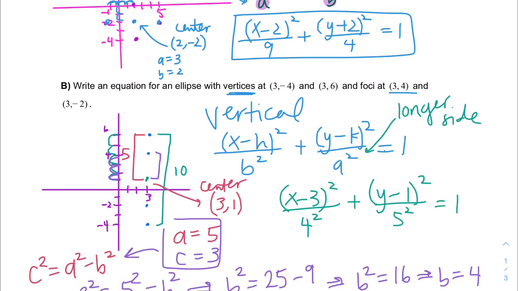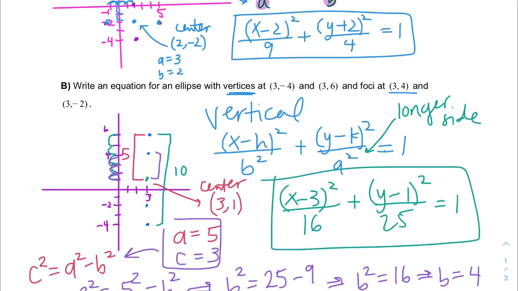So when you look at this equation, you should have the bigger number underneath the y value, which we do have right here. The 5 is bigger than the 4. So this works because we have a vertical ellipse. So from here, I can just simplify, turn that 4 squared to a 16, and that 5 squared to a 25. And there is my solution.